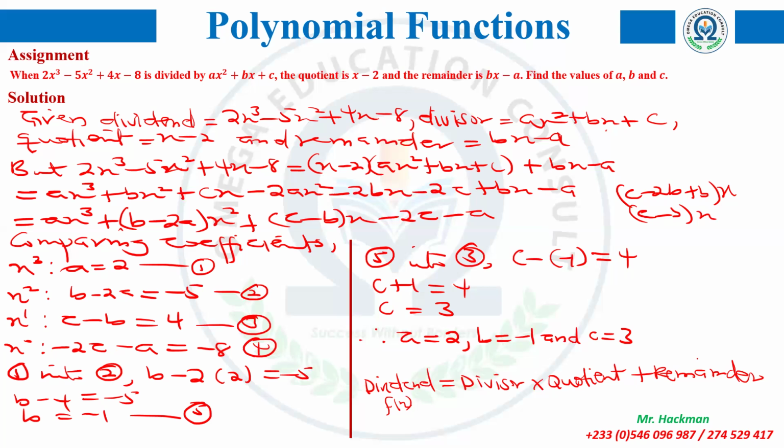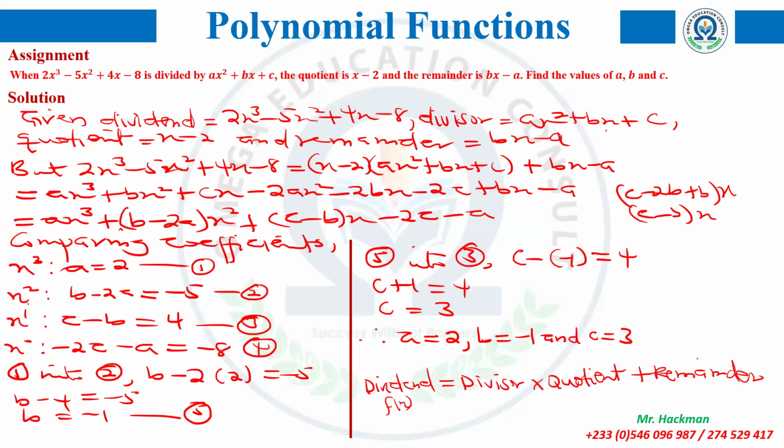Very good. So now you go and compare. If you are comparing the S cube term, the S cube term on this side is 2, and the one here is A. Remember, I said I always want to write the letter first. So it's like 2 is equal to A, which is the same as A is equal to 2.